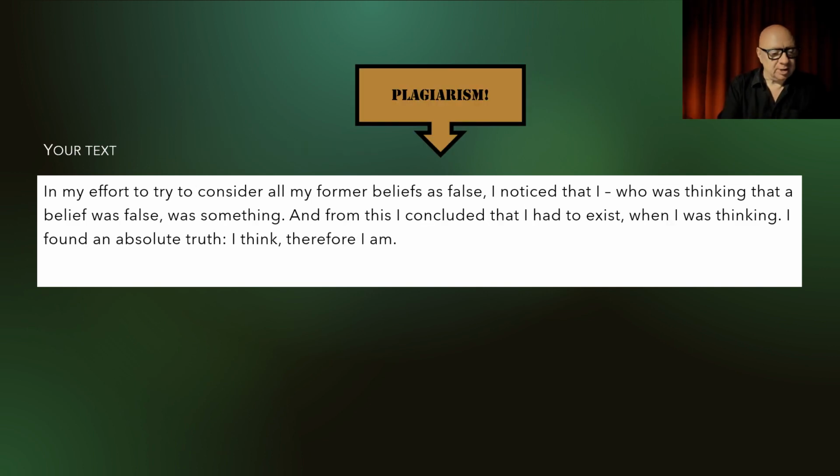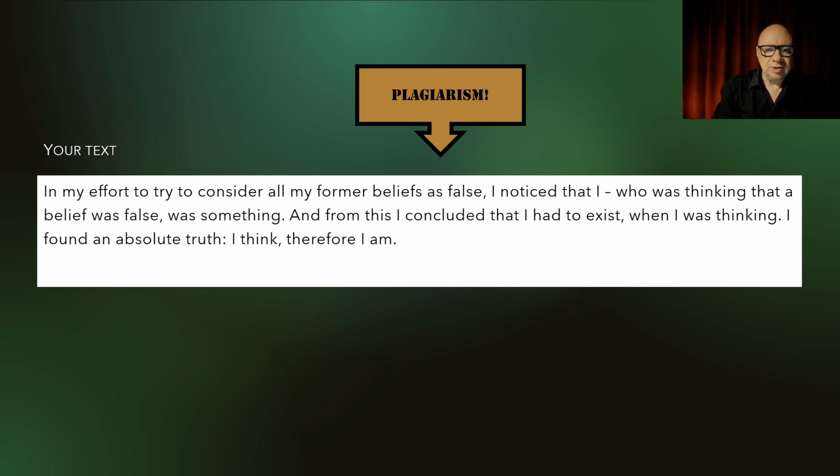So you could do something like this. In my effort to try to consider all my former beliefs as false, I noticed that I, who was thinking that a belief was false, was something. And from this I concluded I had to exist when I was thinking. I found an absolute truth. I think, therefore I am. Okay. Any philosopher would see that this is not your idea. So any teacher would say, okay, this is plagiarism.